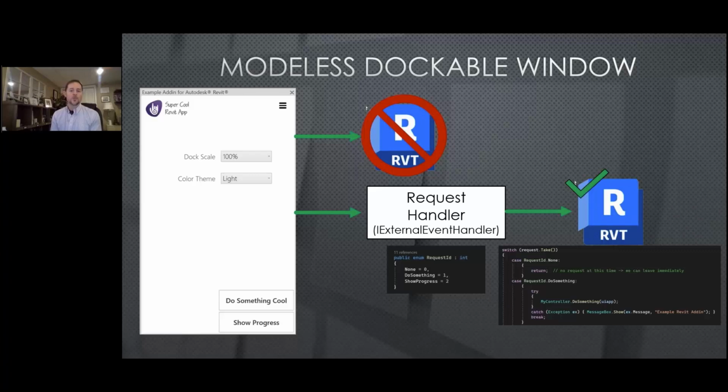Now, keep in mind, this is only when you need to refer to the Revit API. If you're doing business logic and you just have things flying across the screen, or you're Googling, or you're referencing REST APIs, you can do all of that without talking to the Revit API, and you can skip right over the request handler and treat it like any other form and function.